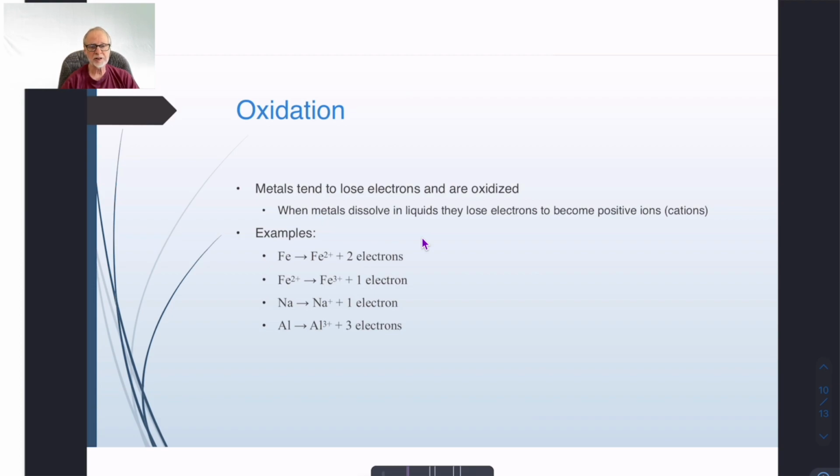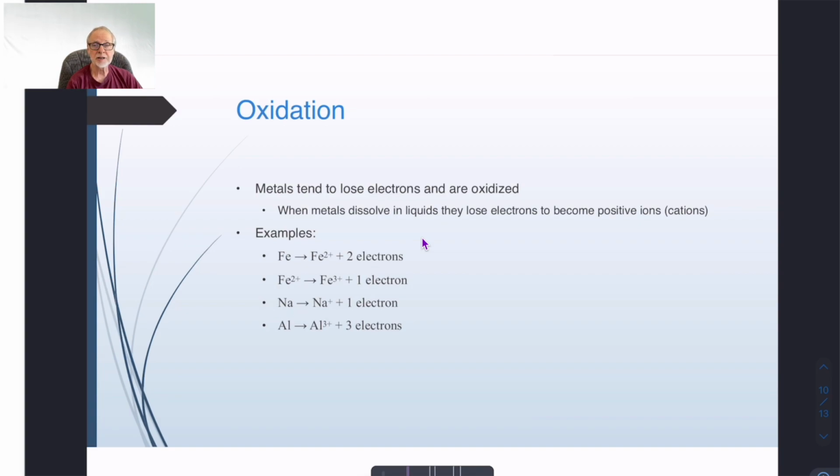So these are oxidation reactions that are occurring, and in these oxidation reactions, we're seeing that we're losing electrons. So, for example, iron, Fe, is losing 2 electrons, and that's an oxidation process. It becomes iron plus 2 when it loses 2 electrons. Iron plus 2 can also lose an electron and become iron plus 3.